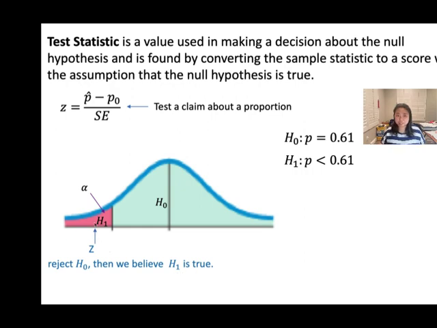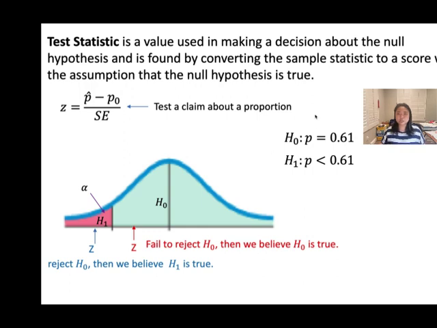If the test statistic is located here, that means we're going to reject the null, so we believe the alternate hypothesis is true. But if your test statistic is located here, then we're going to say fail to reject. Then we believe that the null hypothesis is true. So that is the idea of hypothesis testing.